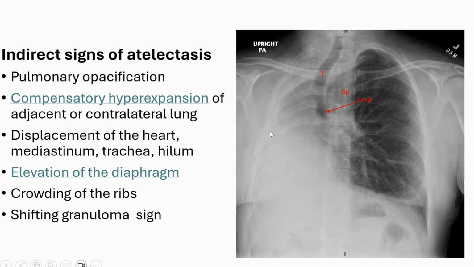Elevation of diaphragm, we can see this in entire lung collapse or in the lower lobe collapse. And rib crowding, so on the side of collapse the ribs are crowded, as we can see in this image. And the shifting granuloma sign, this is the sign which denotes that the previously visualized pathology has displaced its location in the current image. So it requires comparison of the old X-ray image with the current.